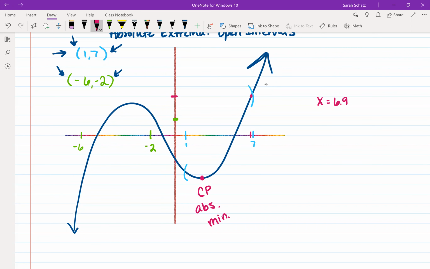Well, is it though, you guys? Because I think I could come in and get a little closer to x equals 7. What if I come in and say, oh, but you know, I could get a little higher by doing x equals 6.99. And that would just be a little bit higher on the y-axis.